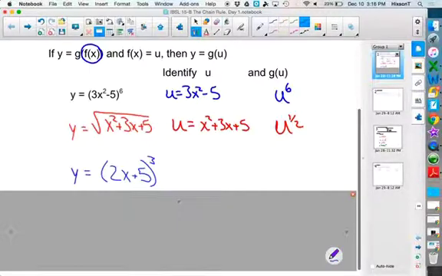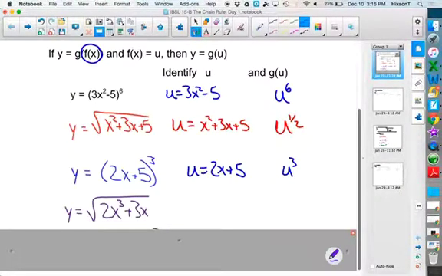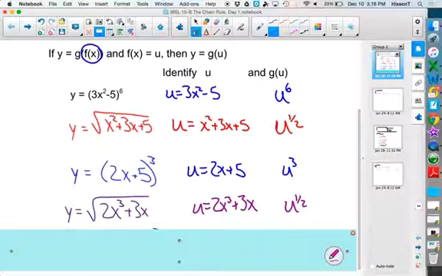Let's say we got this one. What's our inner function? 2x plus 5. Good, 2x plus 5. And the outer function is? U to the 3rd. Good. Okay. Here's another one. What's our inner function? 2x cubed plus 3x. And our outer function? U to the 1/2. Are you getting the hang of this? Yeah. Okay.